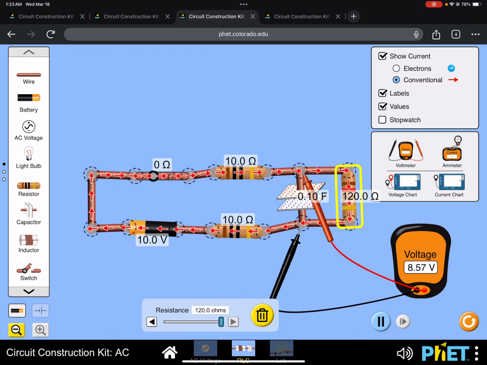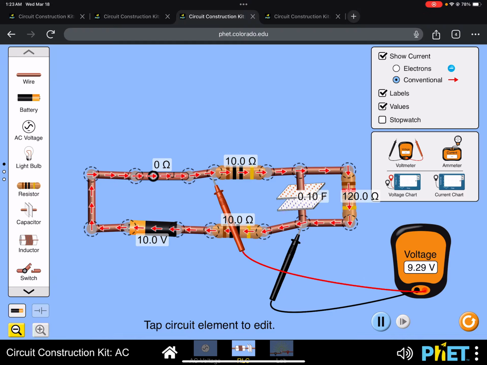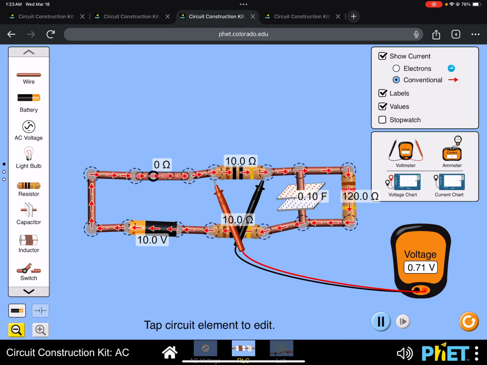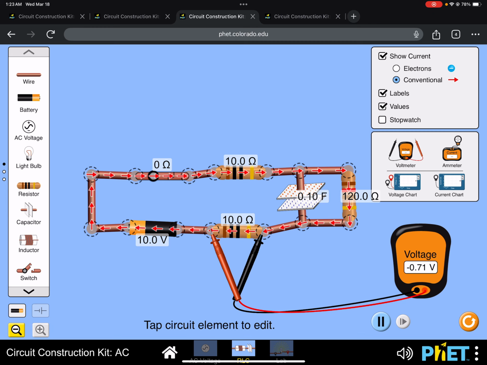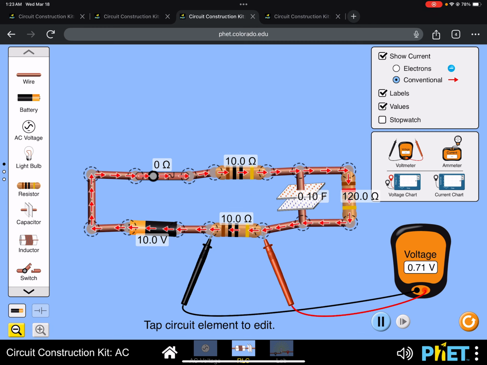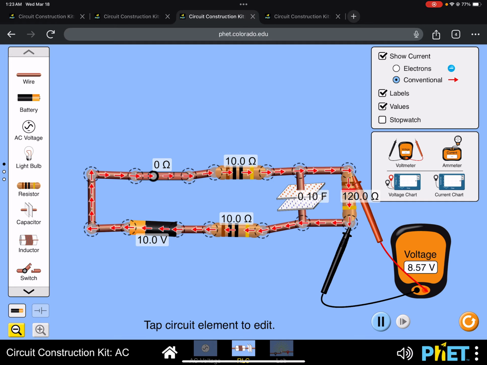So with these numbers, I have a voltage drop of 8.57. And then the voltage drop across these resistors is going to be 1/14 of the voltage, because the equivalent resistance is 140. So here I have 0.71 volts across this resistor, 0.71 volts across this resistor. I guess I should put it like this, because this is at higher voltage, and then across this resistor, I have 8.57 volts.